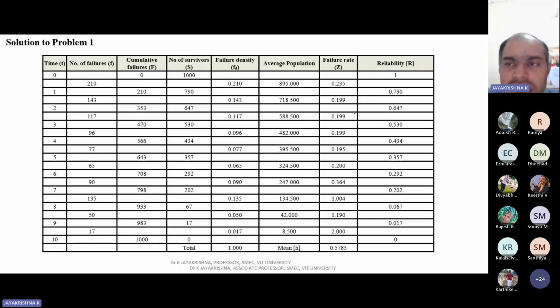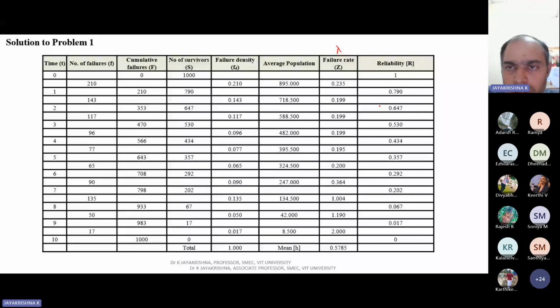Once you know the failure rate, that is Z or lambda, you can calculate the reliability. If you use lambda, it is e power minus lambda t. But you can also calculate it another way. For the first case, it will be 1, and the last case is going to be 0. That we already know. But how to calculate this 790? It is s of i divided by s naught. That is 790 divided by 1000, 647 divided by 1000, 530 divided by 1000. Like that, we can also calculate the reliability.